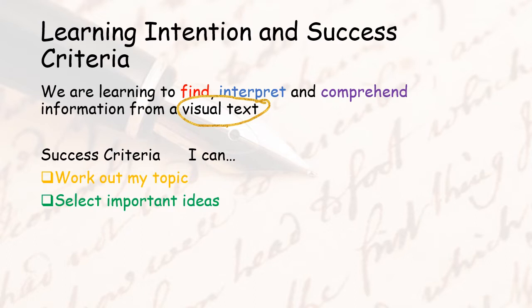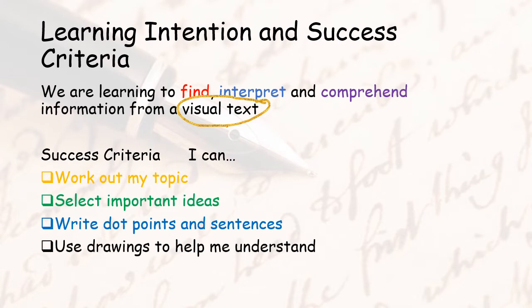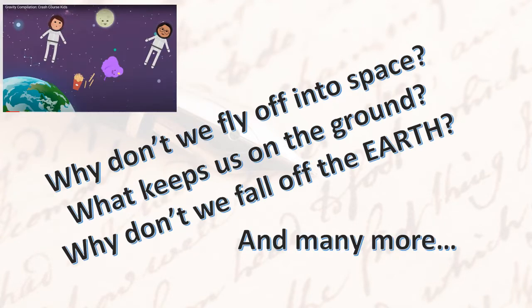As I said before, all visual texts or written texts have some really important information and some not so important information. Again, we have to use our dot points and our sentences to get our ideas down and our drawings to help us understand. Drawings are great because they help us understand in a visual form what we're talking about.